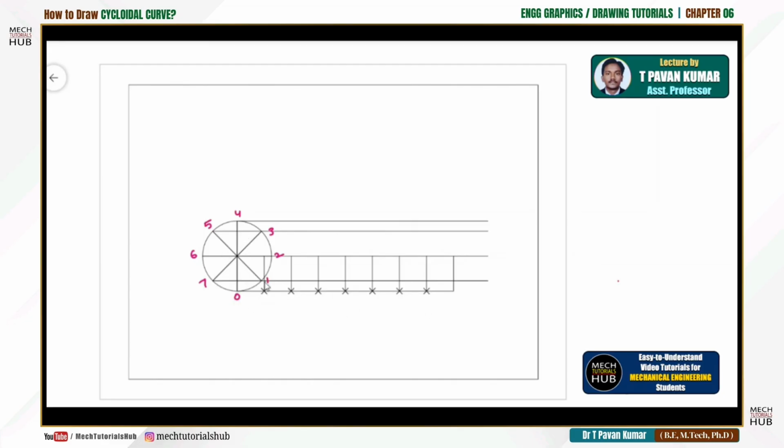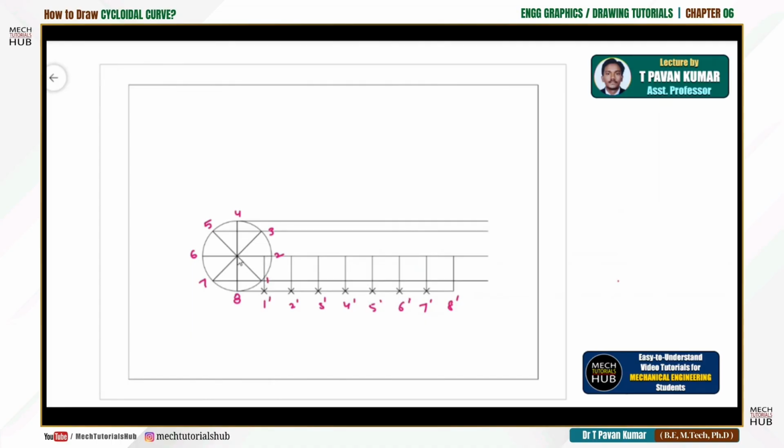If this point becomes 1, similarly this becomes 1 prime, 2 prime, 3 prime, 4, 5, 6, 7. Similarly you get the 8th division also. If you consider this as 8, this becomes 8 prime. So this is the basic thing. Whatever intersections you create here, take it vertically onto the center line.